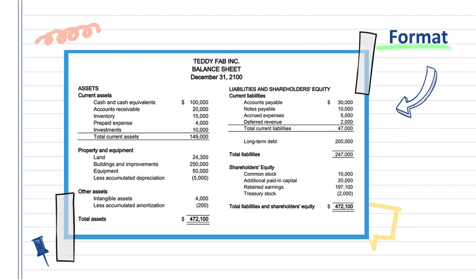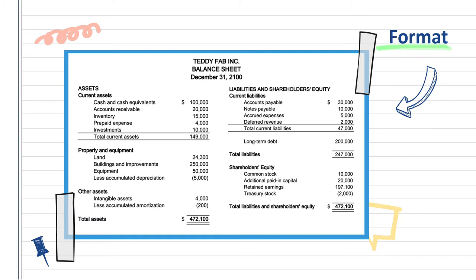It has a proper format which starts from assets. Do you remember the accounting equation, which was basically assets is equal to liabilities plus shareholders' equity? Do you remember that? If you don't, the video will be linked in the description box. So a balance sheet is basically based on that equation.